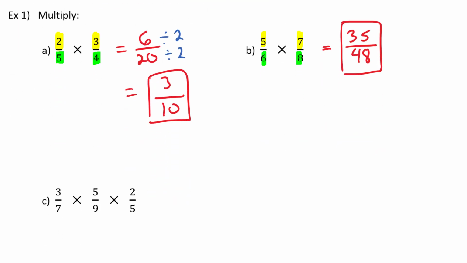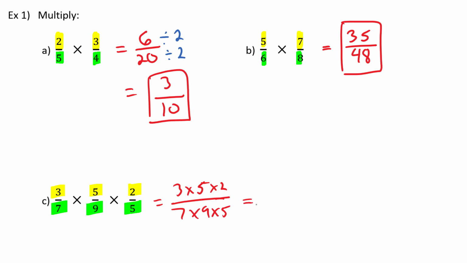You can see we have 3 fractions here, and they're all being multiplied together. We just multiply the tops together, and we multiply the bottoms together. Very simple. So this would be 3 times 5 times 2, and this would be 7 times 9 times 5. You do not have to show me this step on any assessment, but I just want to make sure you can see exactly what I'm doing in my head. So we have 3 times 5 is 15, times 2 is 30. Here we have 7 times 9 is 63, times 5 would be 315.